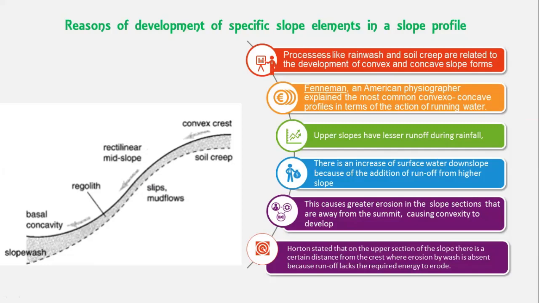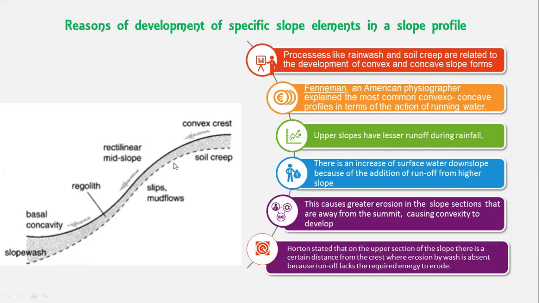Why? Because more and more streams will be joining from the various subtributaries. The subsequent streams will be joining. So that means the runoff will increase as it moves down the stream. So there is greater erosion in the sections which are away from this convex. Again, I am saying this.